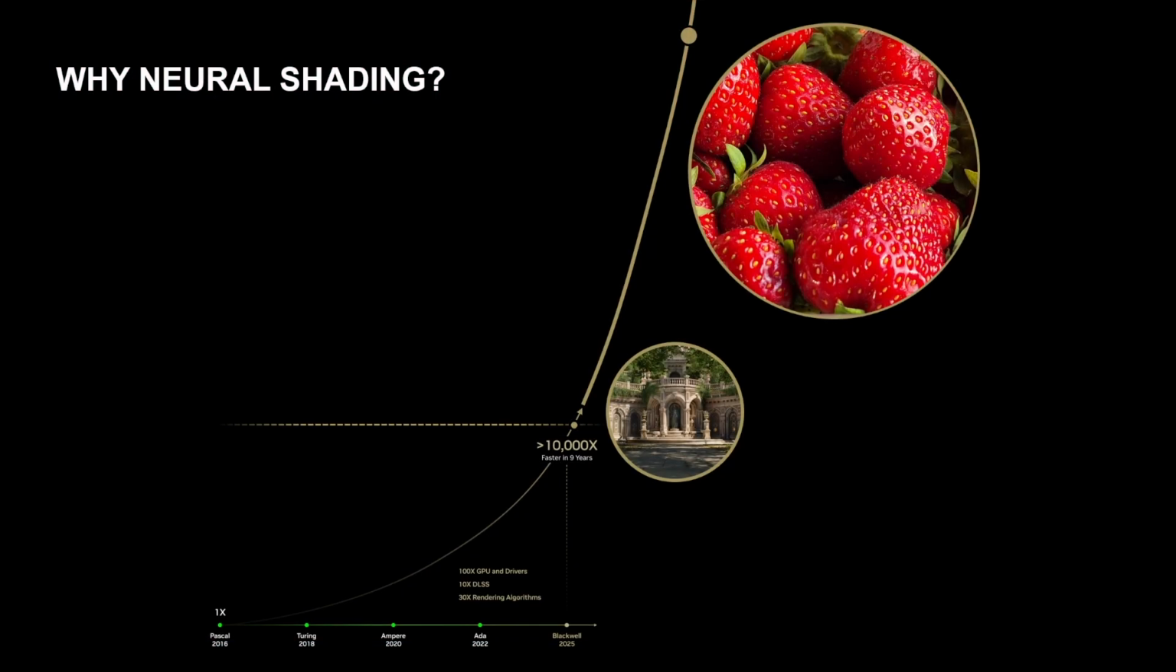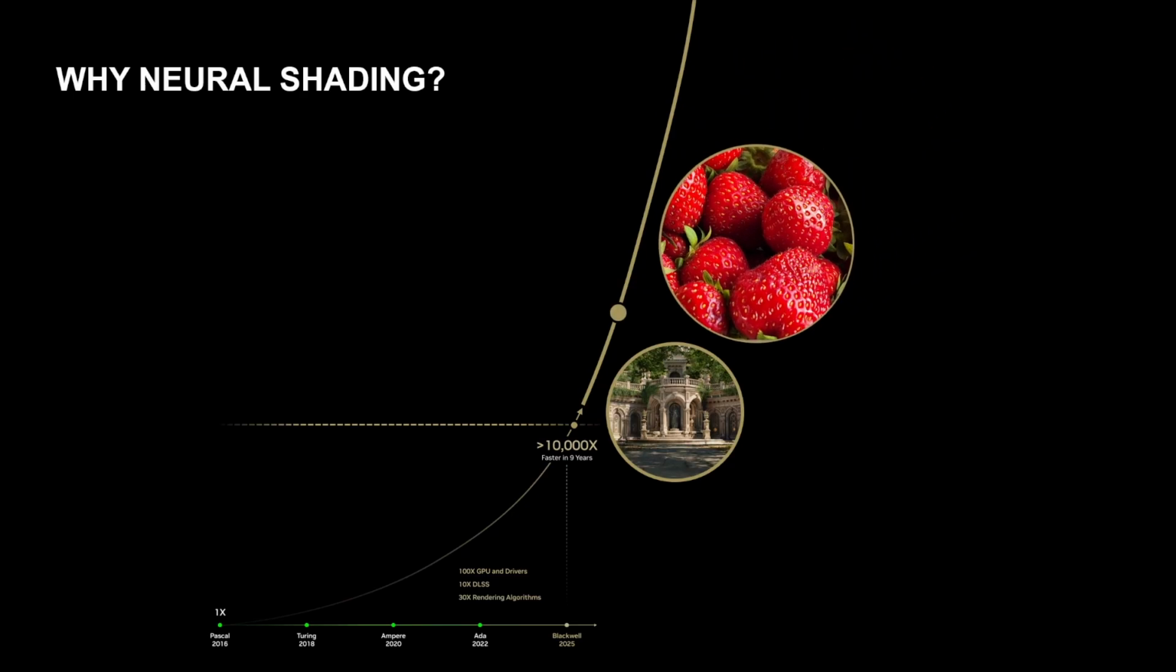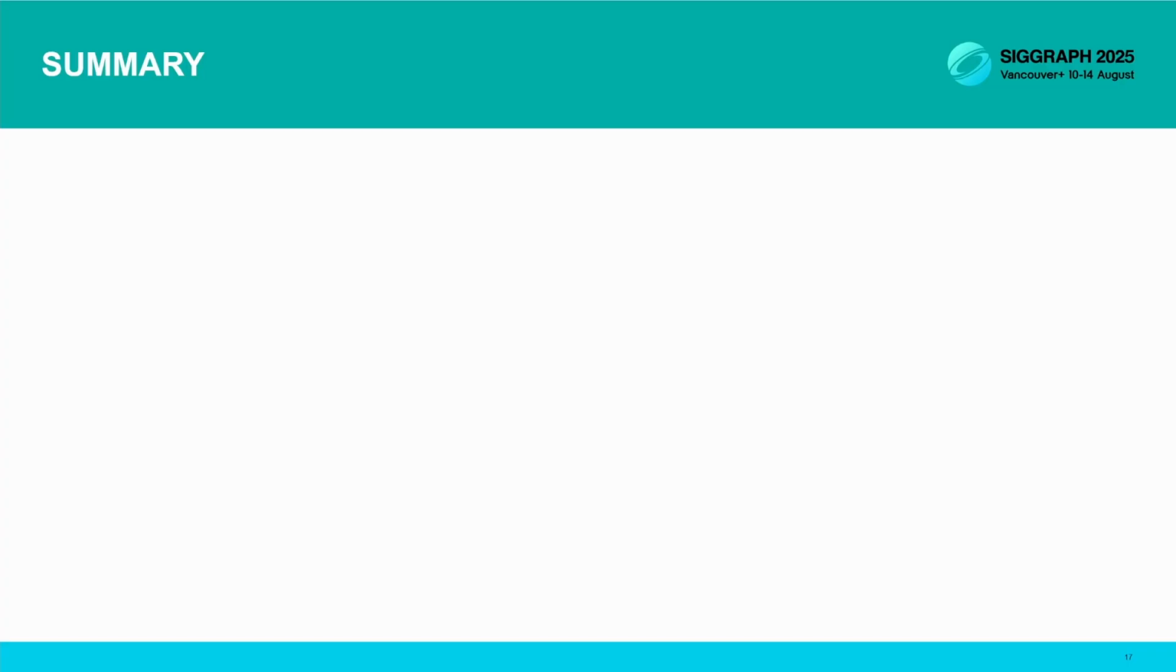And this is really why neural shading can help us get to strawberry levels of detail. On the one hand, by making the components of our render more capable, by making them trainable, we need less raw compute to get there, and by making the workload itself more amenable to acceleration, we'll get more compute throughput out of our machines. So these are the main takeaways before we get into the next section.